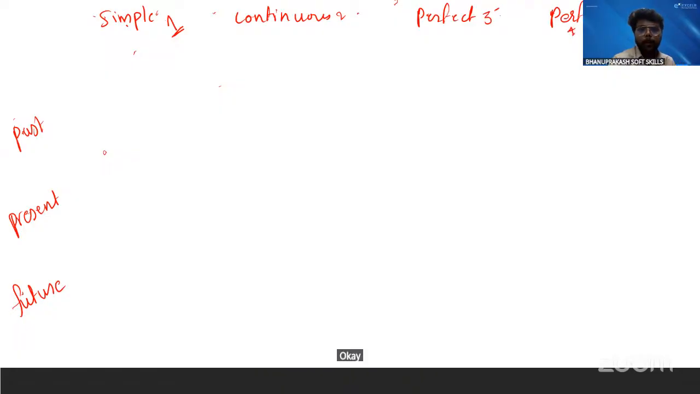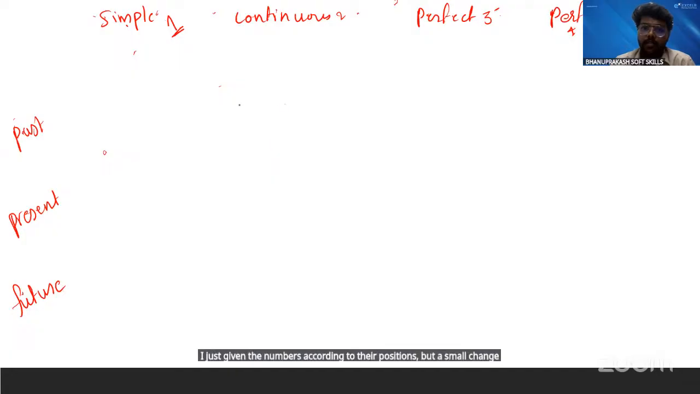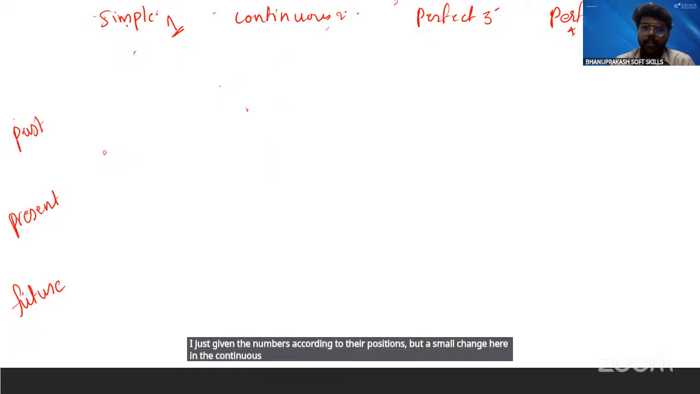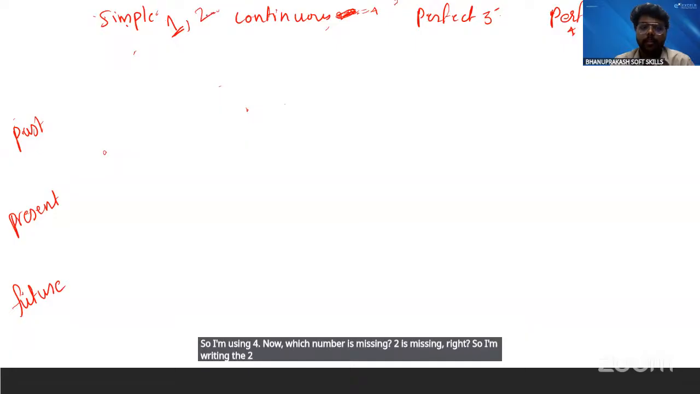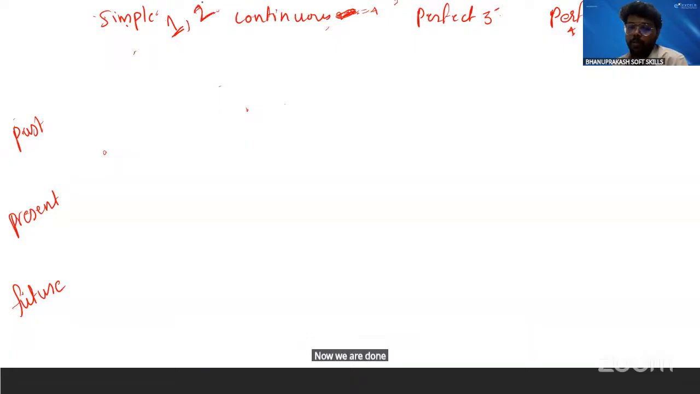But there is a small change here. I just gave the numbers according to their positions, but in the continuous you can see 2, so 2 plus 2, which is 4. So I'm using 4. Now, which number is missing? 2 is missing, right? So I'm writing the 2 here in the simple itself. Now we are done with the verb forms.